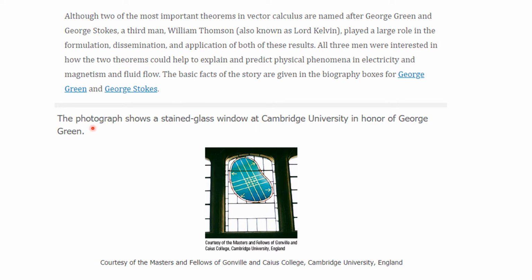And this, as a way of introduction, is showing you a photograph of a stained glass window at Cambridge in honor of George Green. So you see they have the region, they've sliced it up into these little rectangles to make the double integral there, and they show that the normal is pointing outside, which is telling you how you're going around the boundary as an oriented surface. And this is a stained glass window at Cambridge.